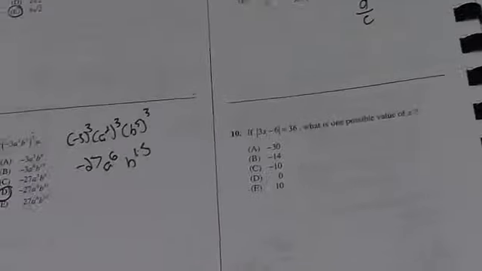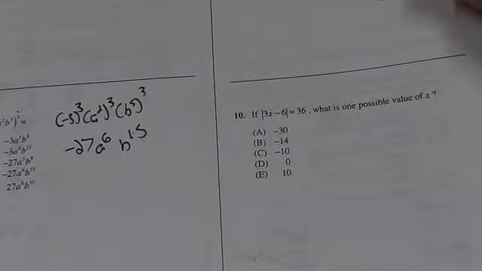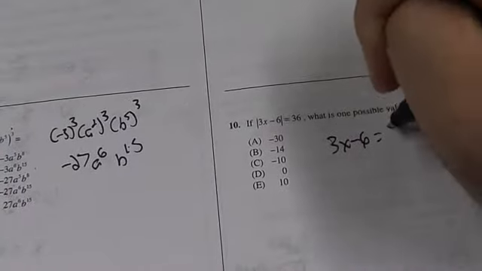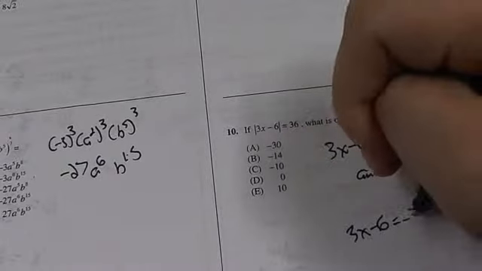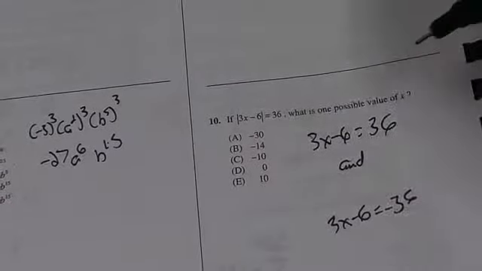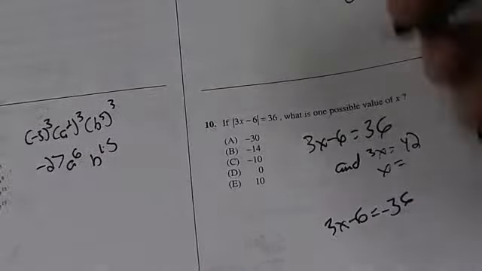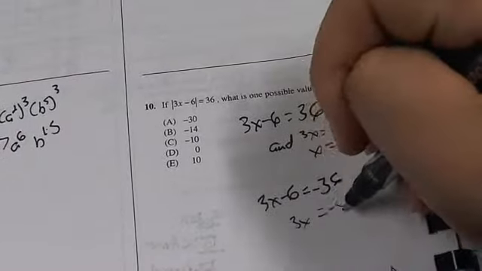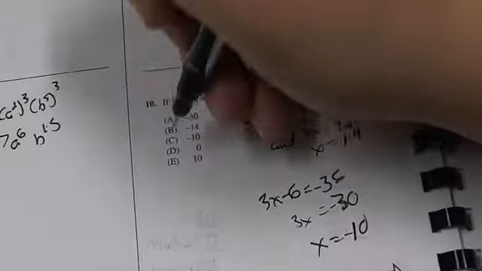Alright. So again, square absolute values. If you forget how to solve for absolute values, just plug in a number. So 3x minus 6 is equal to 36, and 3x minus 6 is equal to negative 36. Alright, so solve for x. 3x is equal to 42, so x is equal to 14. Now this one, 3x is equal to negative 30. X is equal to negative 10. So the answer is C, negative 10.